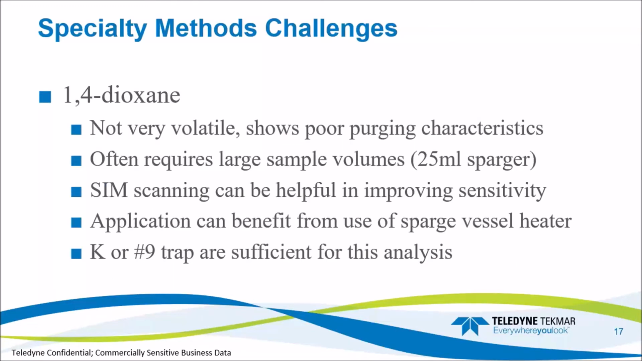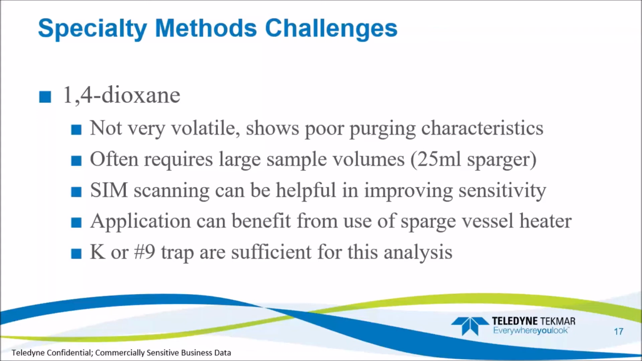And 1,4-dioxane is challenging because it's a poor purger. But in this case, it has more to do with it being hydrophilic. So some of the same solutions apply here. We need to use a larger sample volume with the 25 mil sparger and applying heat with that sample vessel heater.